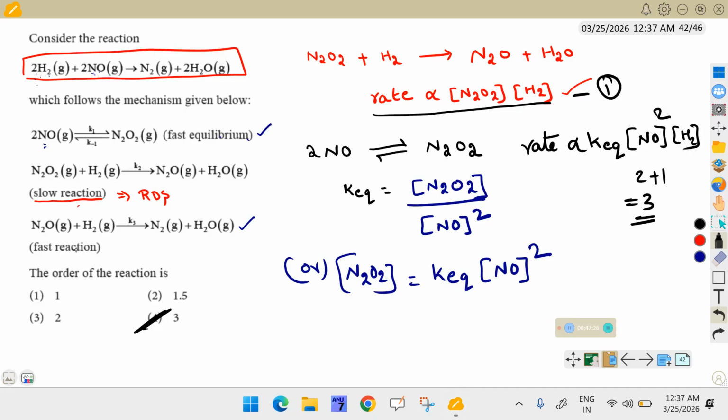Don't consider the third equation. Why? Because in the first equation H2 is already obtained. N2O2 is converted to NO, then the rate will be obtained.